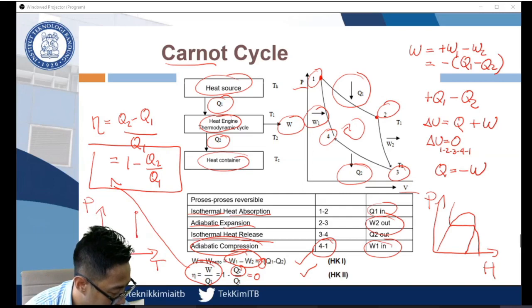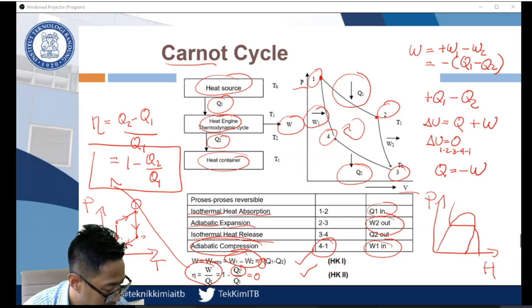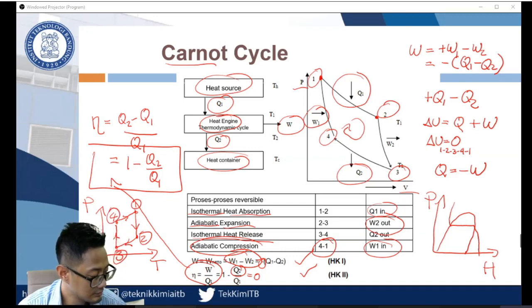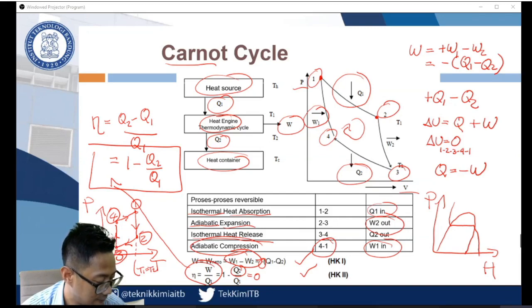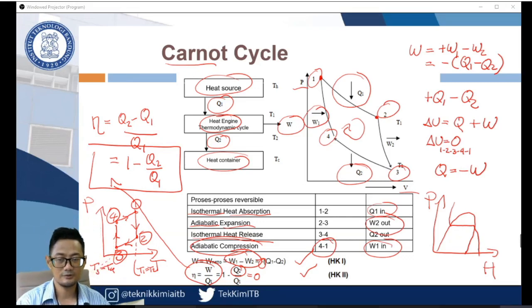Point 1, point 2, point 3, point 4, then again point 1. Point 1, point 2, point 3, and then return to point 1. 1 and 2 is an isothermal process. That's why T1 is equal to T2. In this case, T1 is equal to T2. Similarly, in this case, this is 3, T3 is equal to T4. Okay, so at least you can draw with a different type of diagram.